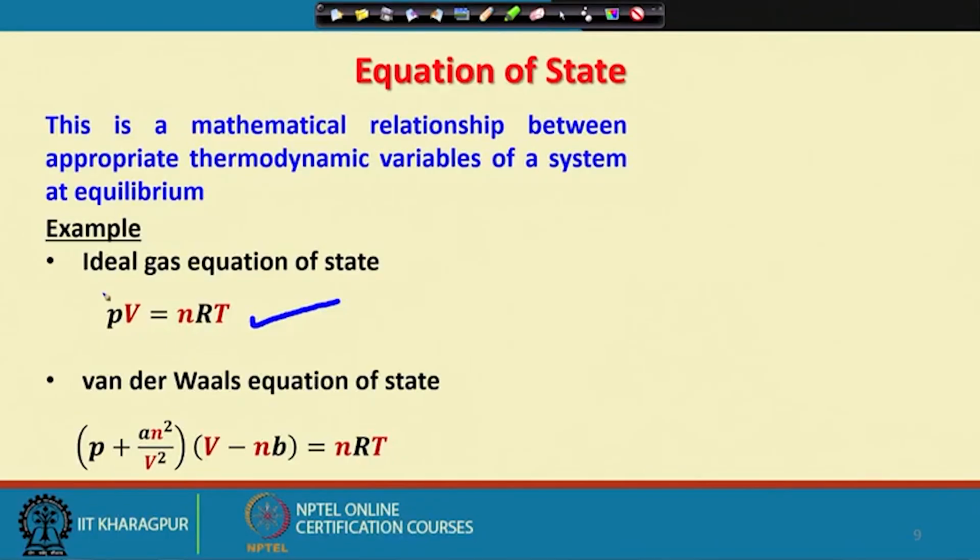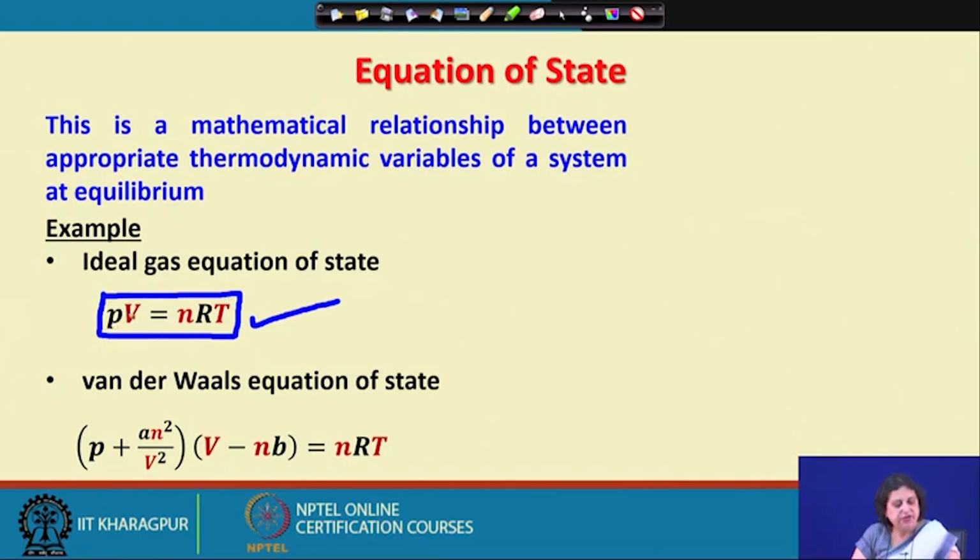Have a look at this. Because of the existence of this kind of a mathematical relationship, you can always have n expressed as a function of p, v and t, or t expressed as a function of p, v and n, and so forth. Therefore, you require only 3 variables to describe the equilibrium state of a system.